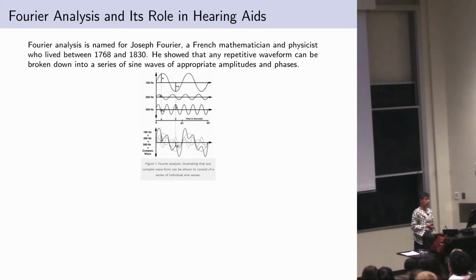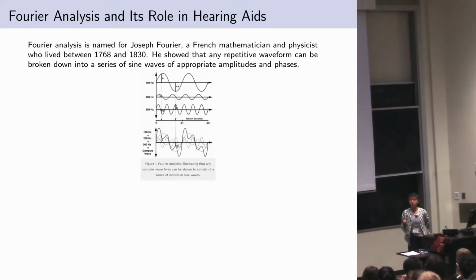So it has to do with hearing aids, and so this is the math introduction to the medical article, that says that Fourier analysis was named after Joseph Fourier, who's a French mathematician and physicist, and what they are trying to do is that any repetitive waveform, sound, can be broken into a series of sine waves at appropriate amplitudes and phases. And so this example is not too different from the one before. I put it there partially because I was also concerned that the previous picture was not going to show.